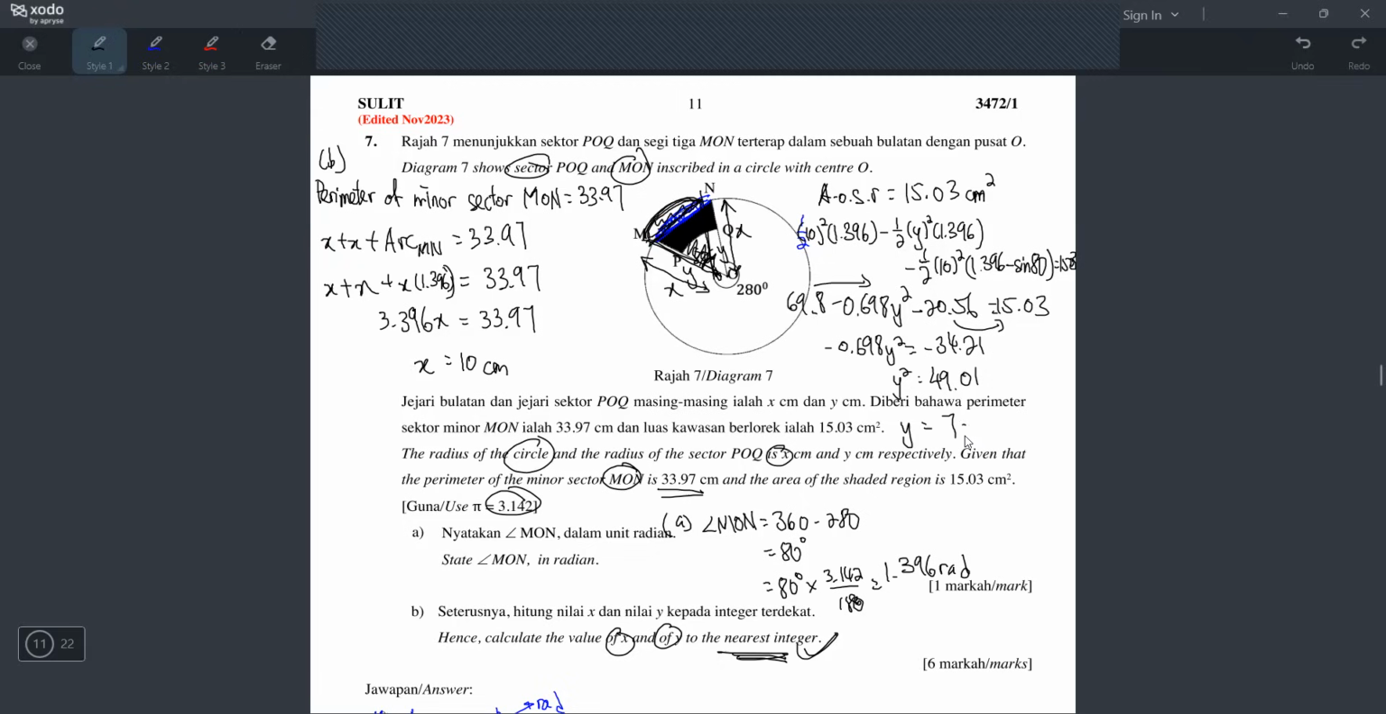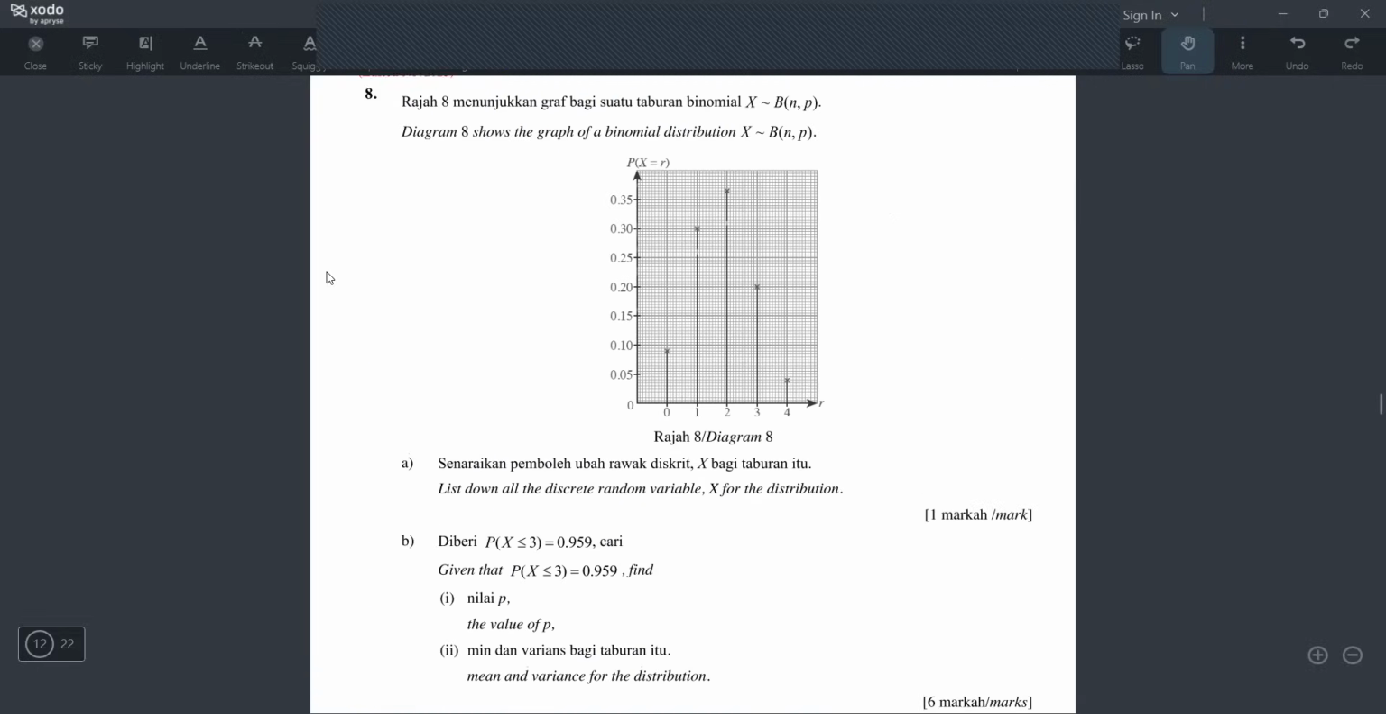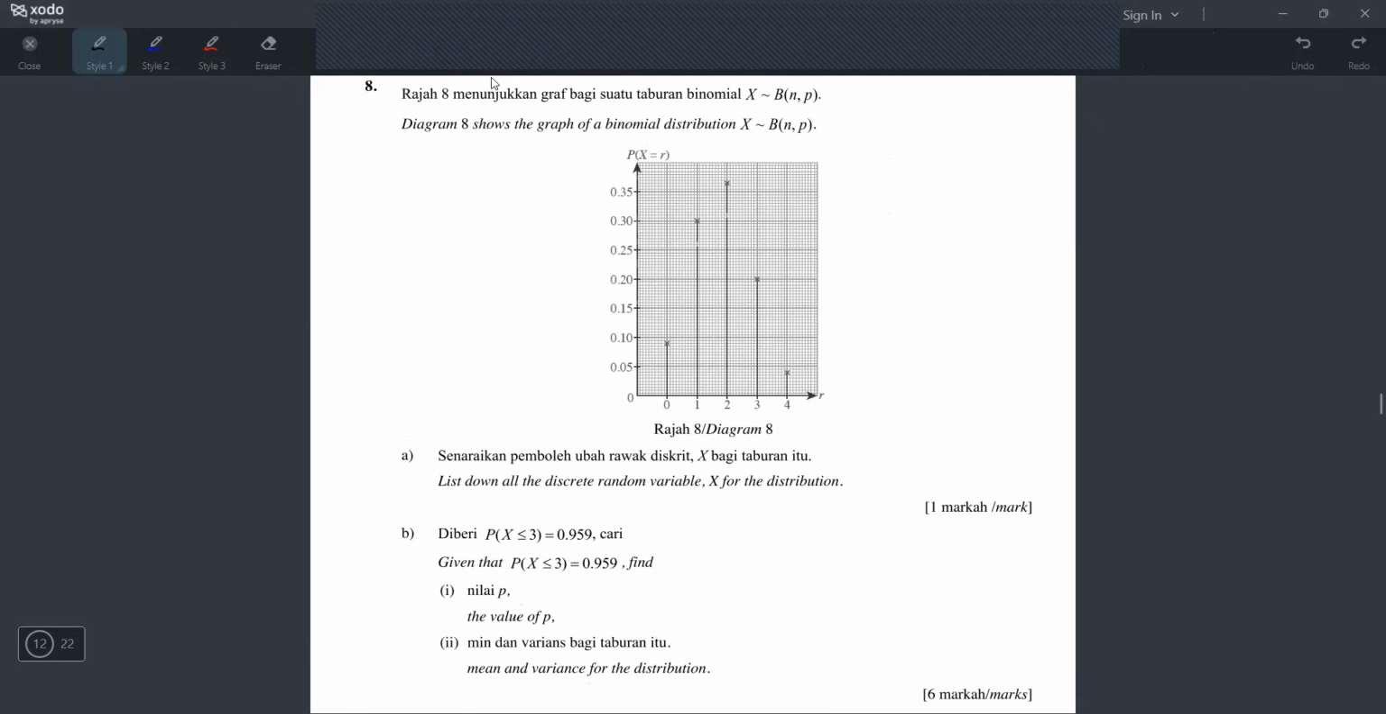I think it's okay, you just write 7 cm, because y is actually the radius, is the length. Length mana ada negative? Length cannot have negative. That is why, but this is my x answer, this is my y answer. All right, so this whole thing is the B working. Hope you understand, huh? That's all. Let's continue with number 8.